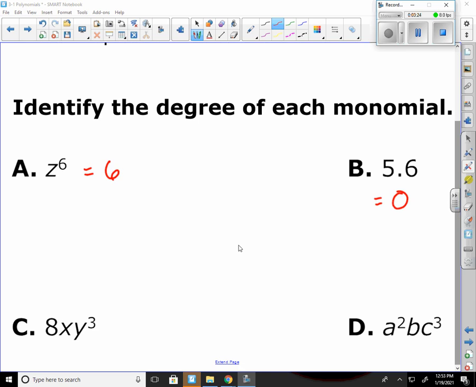If I look at c, here I have 8x y to the third. The degree of the monomial is adding the exponents. This is just x, which means it's x to the first. So the degree of this monomial would be 1 plus 3, which would be 4. And then for part D, I have a squared b, so that's just b to the first, and c to the third. I add the exponents together, 2 plus 1 plus 3. My degree of this one would be 6.